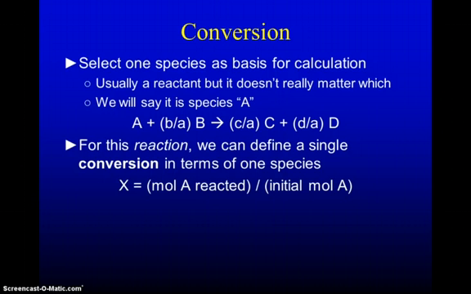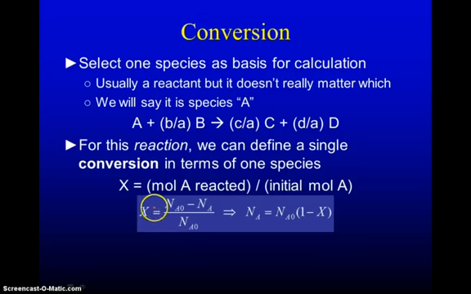Now conversion has already been defined as well. One thing that we can do is to select one species as a basis for calculation. We have to do that in order to use a conversion. For example, we can divide by the stoichiometric coefficient of species A. It doesn't have to be A, but since we're just speaking in general terms, we could define the reference compound to be A, and then the stoichiometric coefficients of everything else get divided by the stoichiometric coefficient for A, or the magnitude of it, to be exact. And we can write the conversion being the moles of A reacted over the initial moles of A.